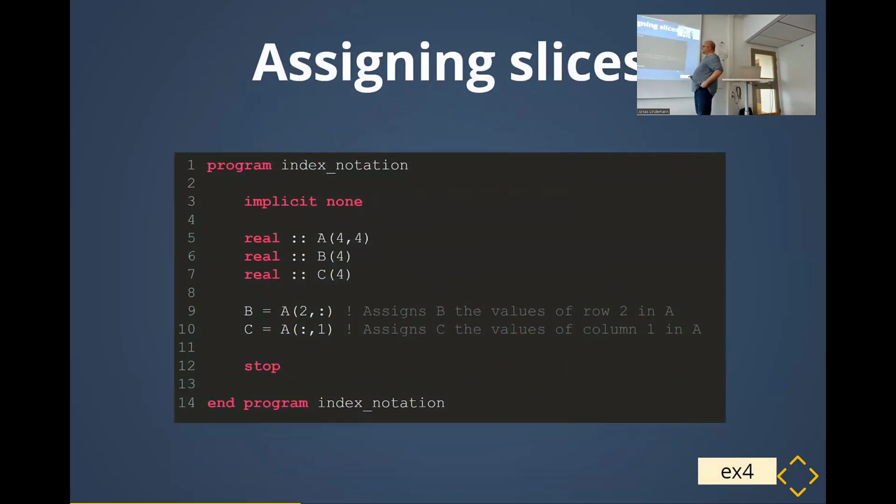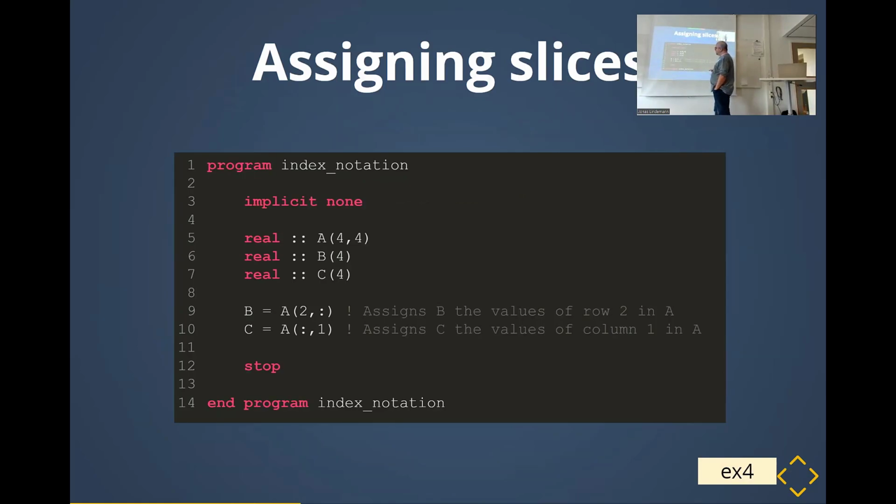You can also, in this case, you have a 4x4 array here, a one-dimensional array of 4, and the same thing with C. You can assign B here by selecting the row and then all the columns. So this means that this is row 2, assigns B to row 2 of A. You assign the values of C, the values of column 1 in A, to all the rows in column 1.